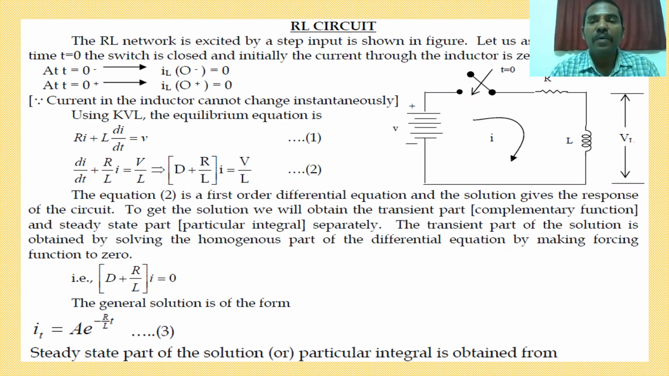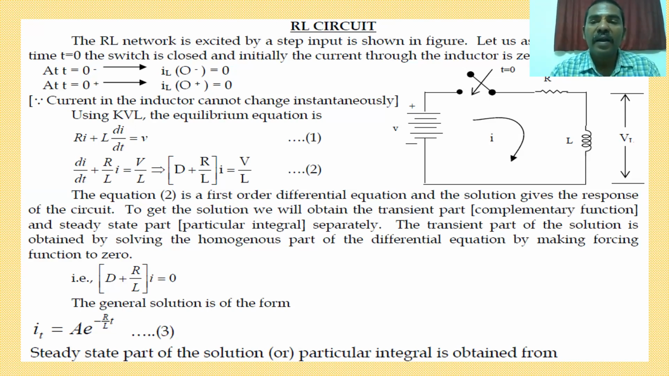So at t equal to 0, you have to consider two conditions: at t equal to 0 minus and at t equal to 0 plus. What is t equal to 0 minus? The switch is just before the closing position. And what is t equal to 0 plus? The switch is immediately in the closed position.